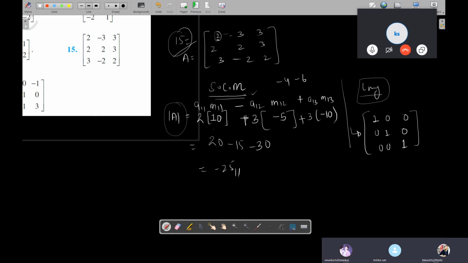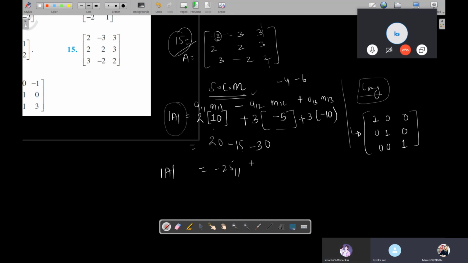a12 is minus into minus plus 3. What about m12? You need to hide the elements of this. So you will be left with 2 times 4 minus 9. The value will be minus 5. What about a13? a13 is 3. m13 is minus 4 minus 6, minus 10. Now if you see here, 20 minus 15 minus 30. 20 minus 15 is 5. 5 minus 30 is minus 25.